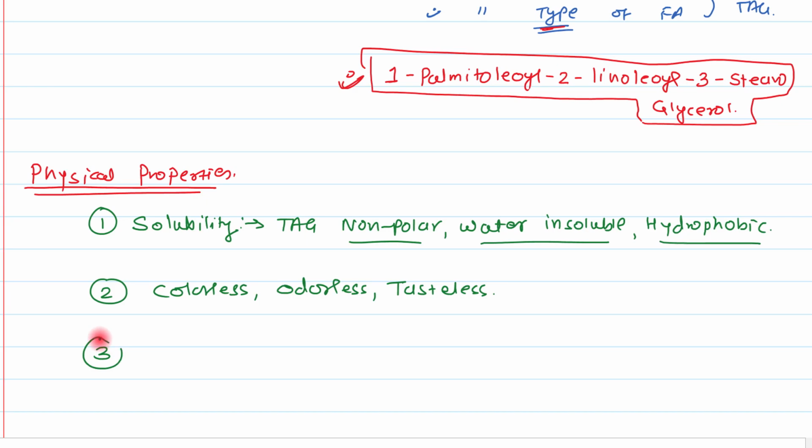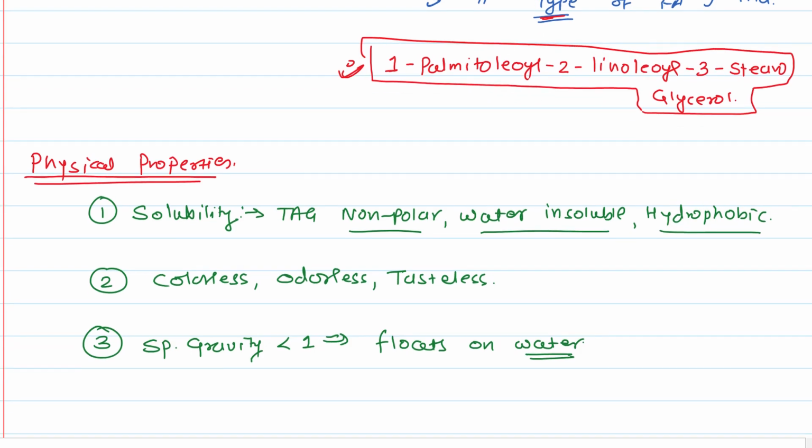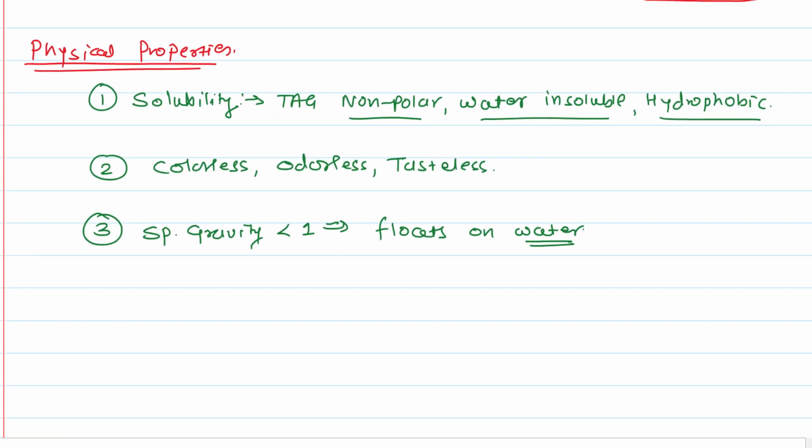The third important aspect of the physical properties of the triacylglycerol is that its specific gravity is less than 1. What does it mean? If the specific gravity of any substance is less than 1, then it floats on the water. Water has a specific gravity of 1. So if any compound has lesser specific gravity than 1, it floats on the water. If some compound has more than 1 specific gravity, it dips under water. It cannot float on the water.